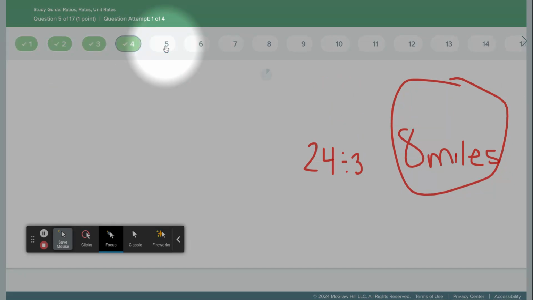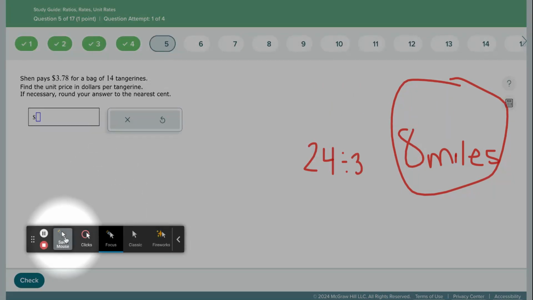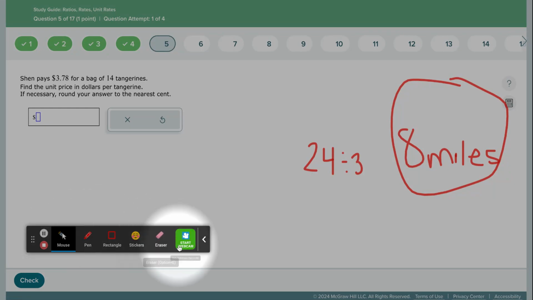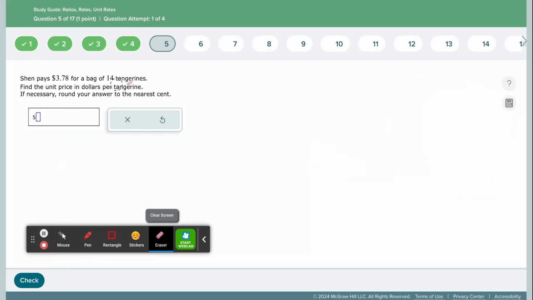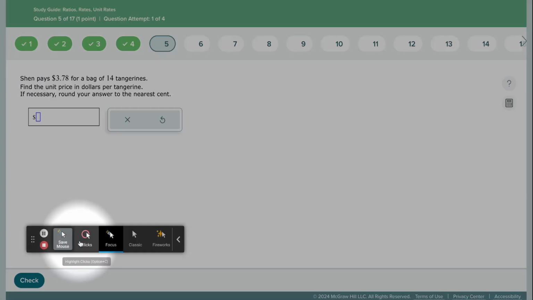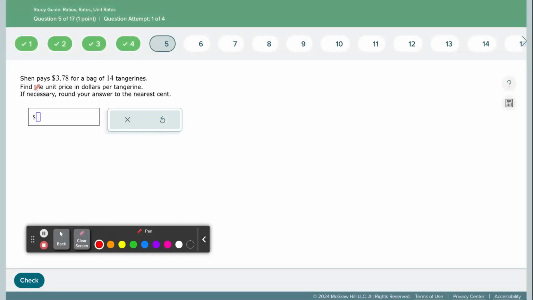So you do have 2 ratio tables on your test, just as a heads up. Cool. Okay. Moving on, these are better buy questions. With your better buy question, Sean pays $3.78 for a bag of 14 tangerines. Find the unit price in dollars.